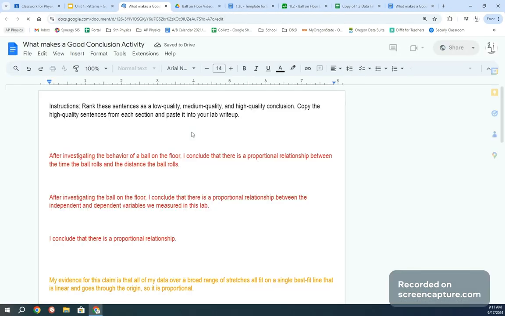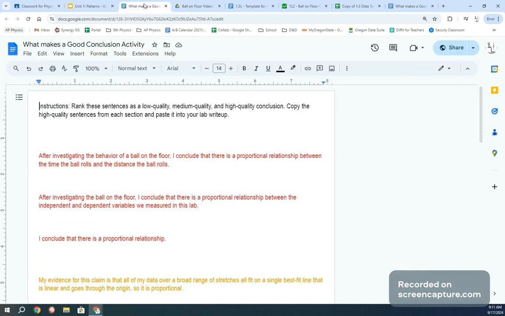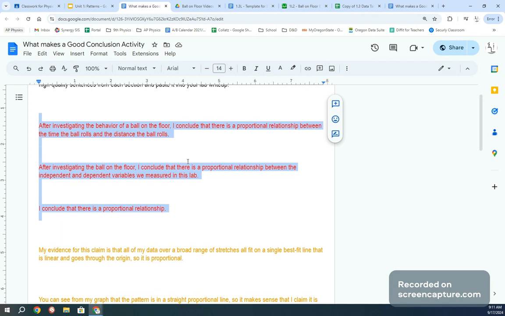So again, we'll follow that link off of the slides there, link at the top, and it takes us to this. It says, what makes a good conclusion activity? Rank these sentences as high, medium, and low, and then copy the high ones to our lab. So first up, they're color coordinated to help you identify what goes where. These are all red. These are all our claim.